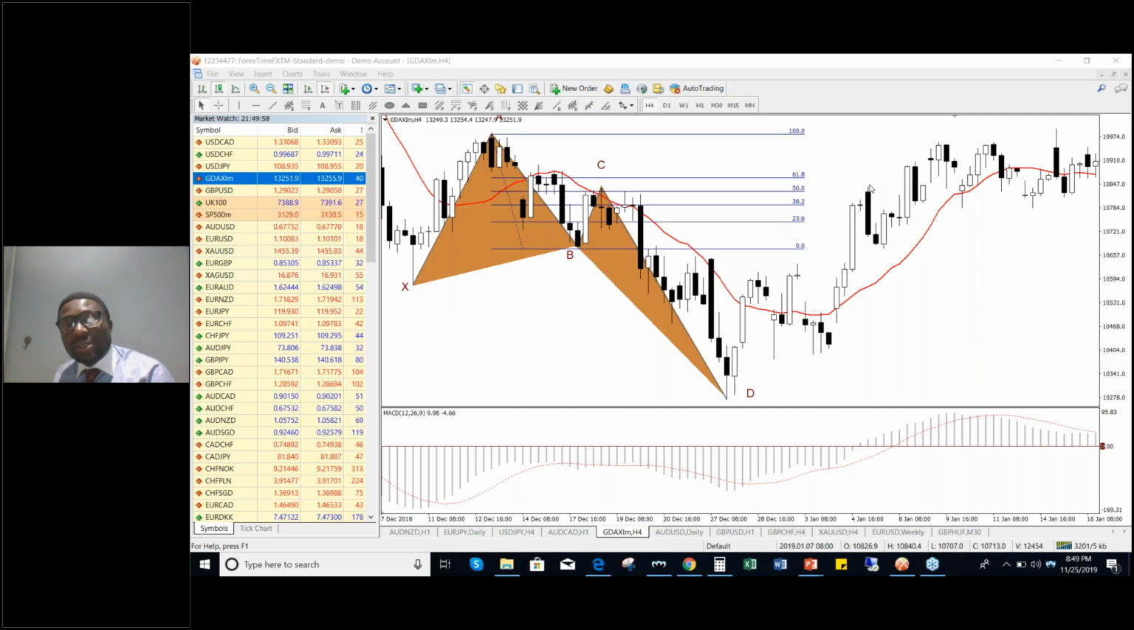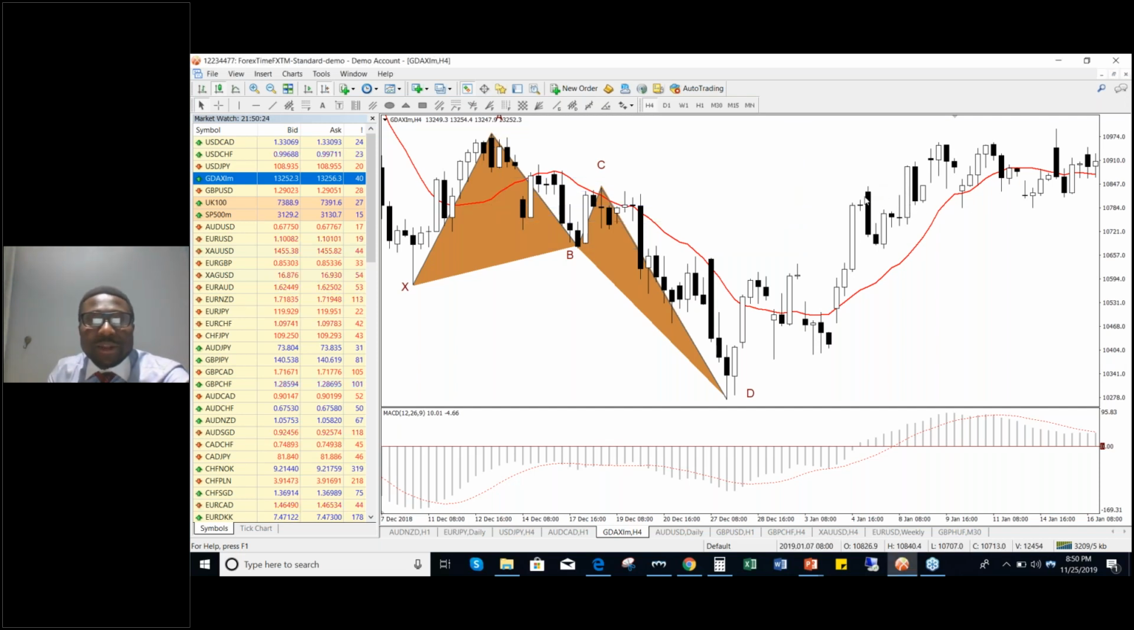And our C, we say it's between 38.2 to 88.6, and 50 is in between 38.2 and 88.6. So that fulfills that condition as well. Condition number 2 for a crab is fulfilled. All right, so we go to number 3.